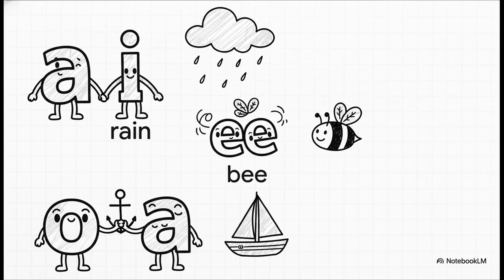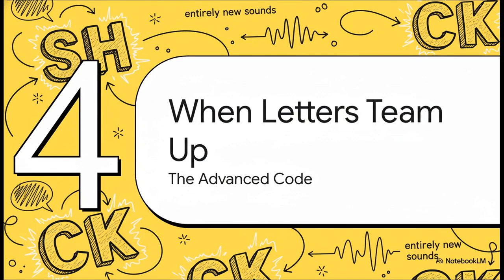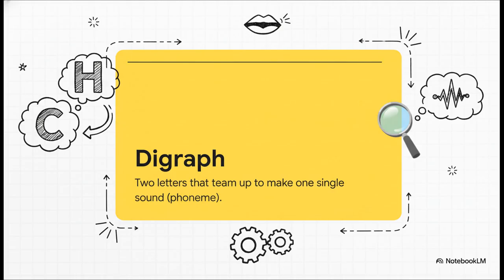This is a huge clue. Letters are starting to form teams. And that idea of teamwork brings us to the really cool part of the code. This is where it gets advanced. This is where individual letters stop doing their own thing and start creating these little partnerships to make sounds that they could never make on their own. And there's a name for this team-up.